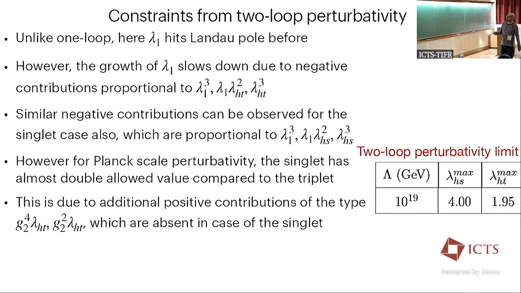But for Planck scale perturbativity, the singlet has double the allowed parameter space here. So in the case of two loop, the lambda max available is around 4 for the singlet, and for the triplet it is around 1.95. The allowed value for the singlet is larger because for the triplet you have some additional positive contribution to the two loop beta functions that again runs it faster than the singlet.